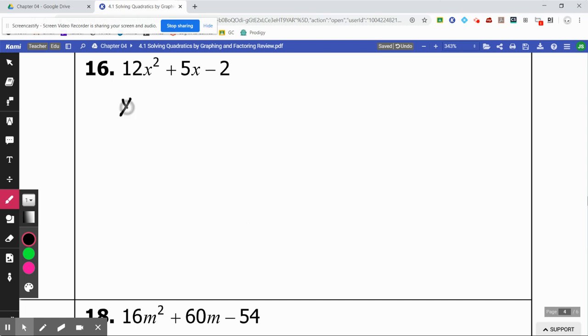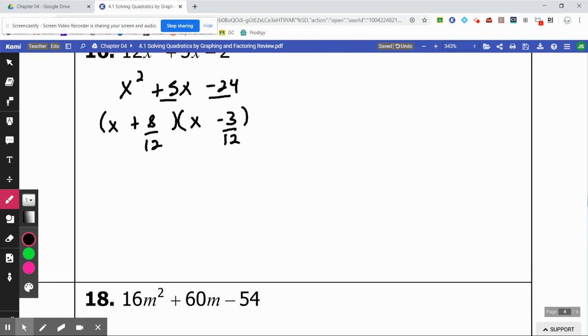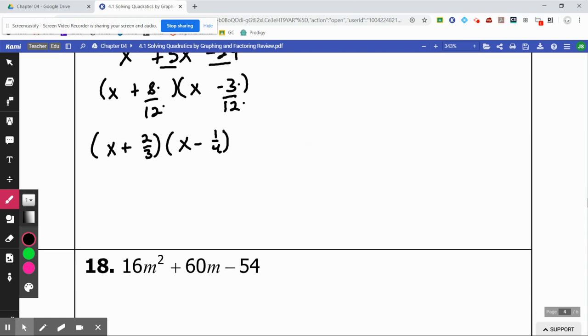Number 16. Slip the 12 to the end. We now have x squared plus 5x minus 24. Factor, x and x. Adds, multiplies, positive 8, negative 3. Divide by the 12 that you slipped, and that will not divide. So therefore, if it does not divide, we try to reduce it. Divide by 4 and 4 to reduce that to 2/3. Divide by 3 and 3 and reduce it to 1/4. Now the number that's on bottom is slid back to the front, and that'll be a 3x plus 2, and this will be a 4x minus 1.